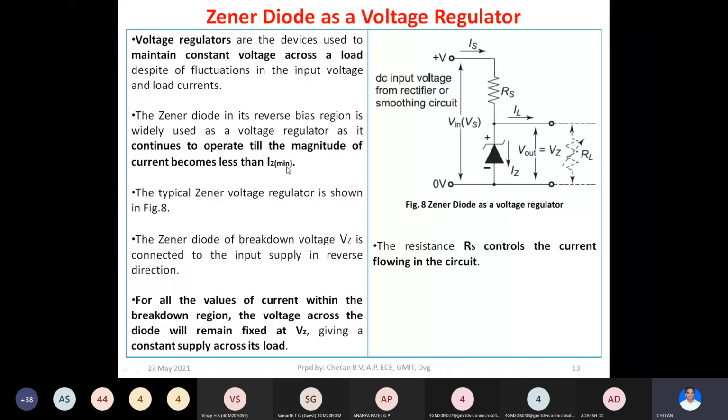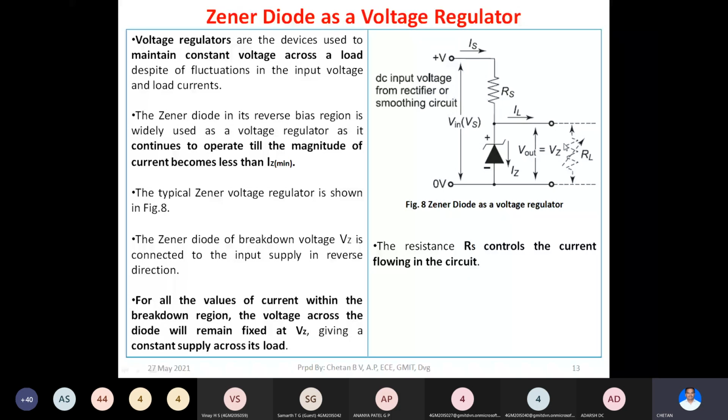This is the circuit for the Zener diode voltage regulator. The input supply, which is also called the unregulated supply, will be connected to the Zener diode, and the Zener diode will be connected in reverse biased mode. That is, the negative terminal of the diode is connected to the positive terminal of the supply through this series resistance, and the positive terminal of the diode is connected to the negative terminal of the supply. Across this diode, we connect the load, which is represented as a resistor RL.